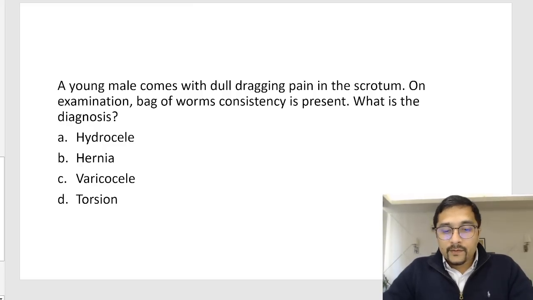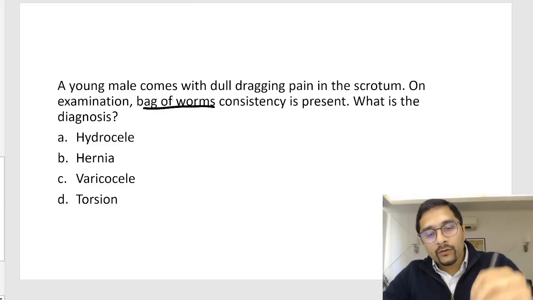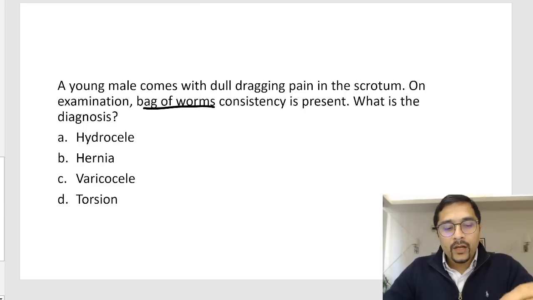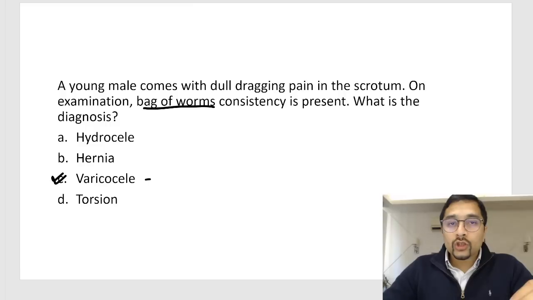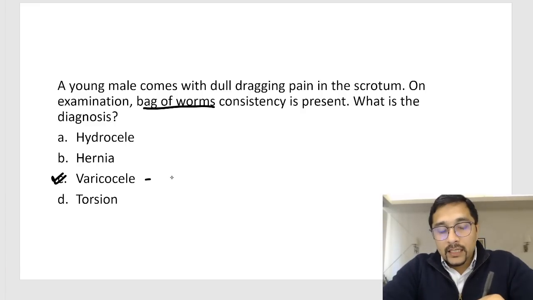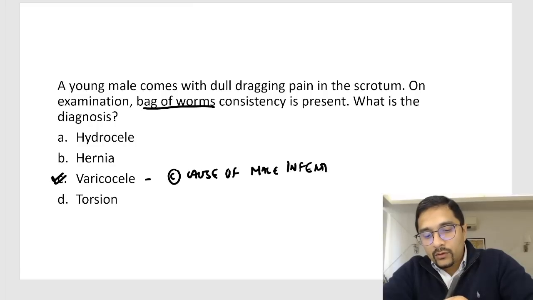A young male comes with dull dragging pain in the scrotum. On examination, bag of worms consistency is palpated. So bag of worms consistency is characteristic of varicocele, which is nothing but dilated tortuous pampiniform plexus of veins. Varicocele is a common cause of male infertility, which you should know about.